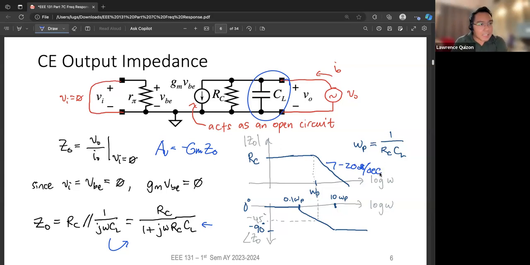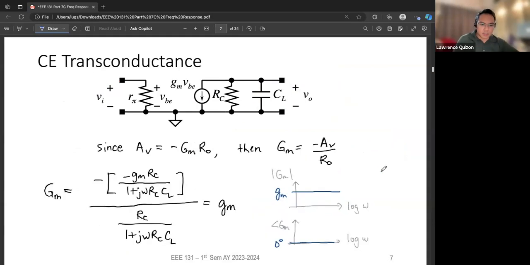So since we have that as the output impedance, and confirm with me, the transconductance GM stays the same for this entire circuit, no? So GM is still GM. Quite frankly, this makes sense, no? Why? Because when we short the output, RC CL is removed. The short circuit output current is basically just GM times VBE. This is still Vin, so it should still be GM. Right?